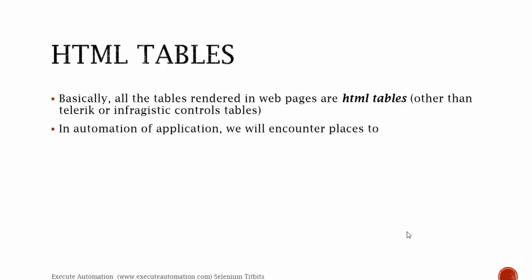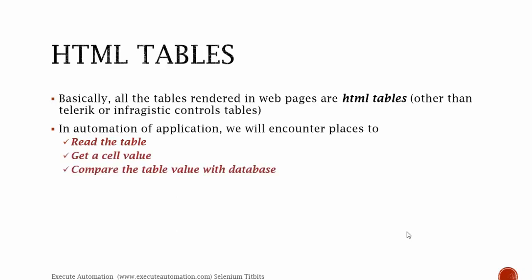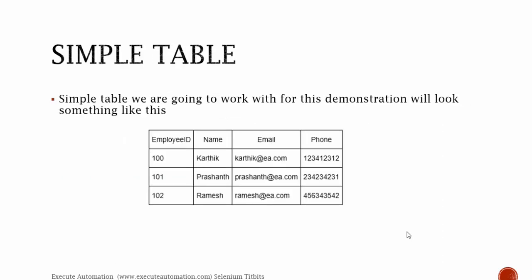In automation of our application, we will encounter places where we might need to read the table, get a cell value from a table, or compare the table value with our application's database. These are the scenarios we will encounter in automation. So HTML tables and performing these operations are a super important concept for us. So, the simple table we're going to work with.